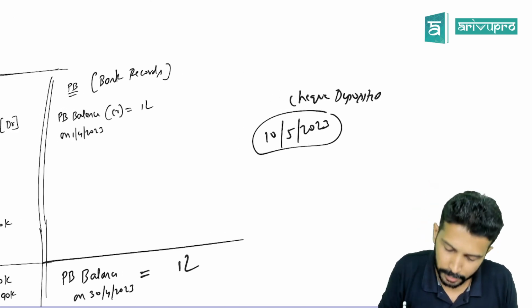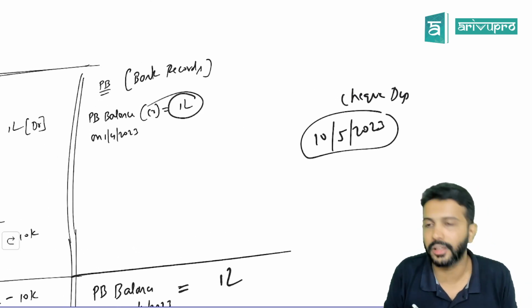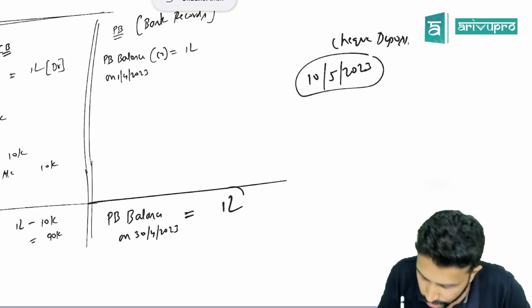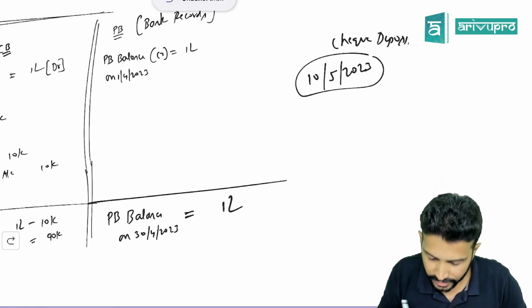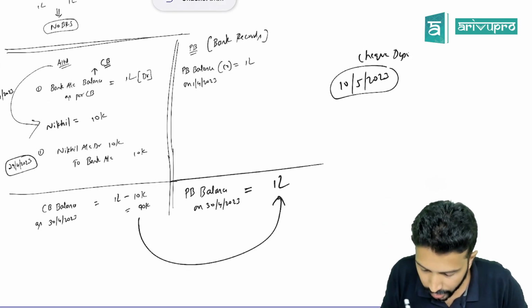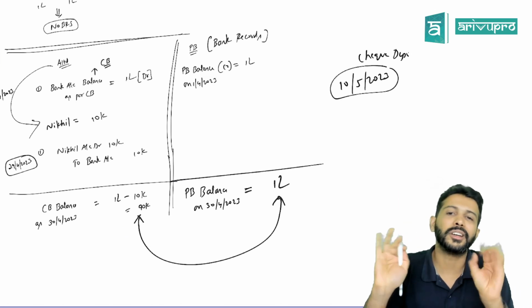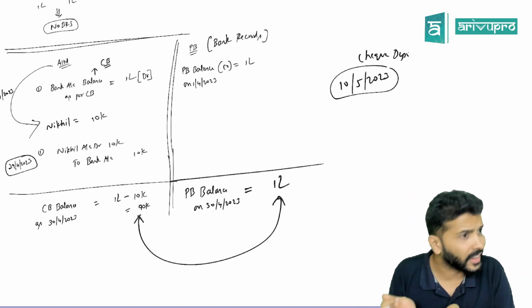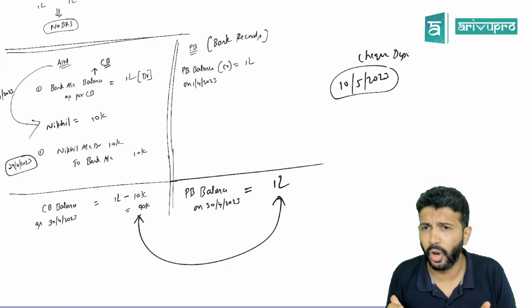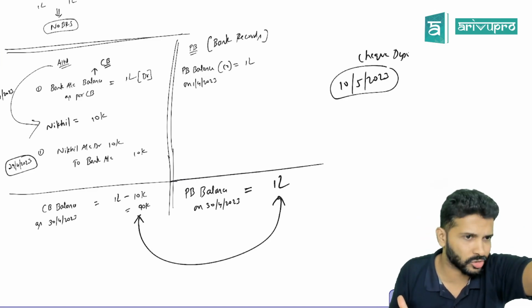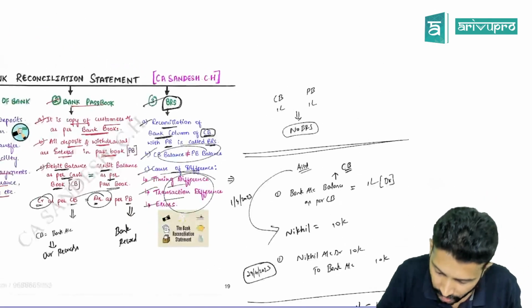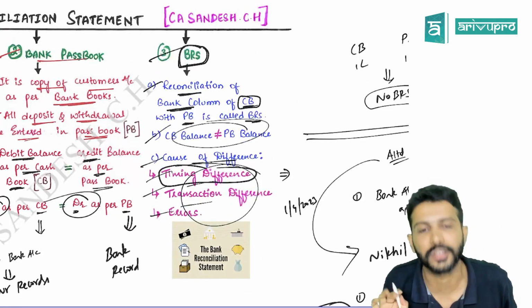Yet to deposit. That means how much was there at the beginning of the month? 1 lakh. That means at the end of the month also, how much? 1 lakh. Are these two values matching now, or is there a difference? There's a difference. Yes or no? Is it an error? No. Just that there is a delay. Yes or no?